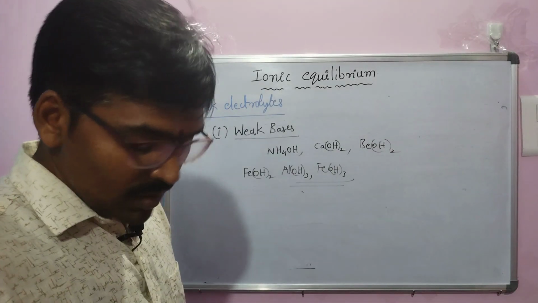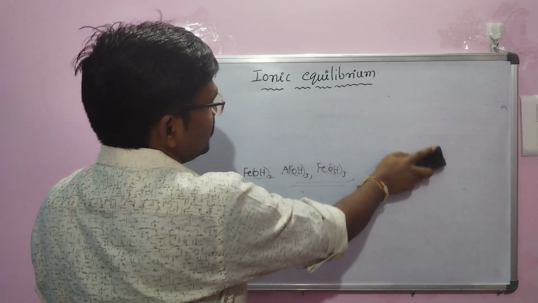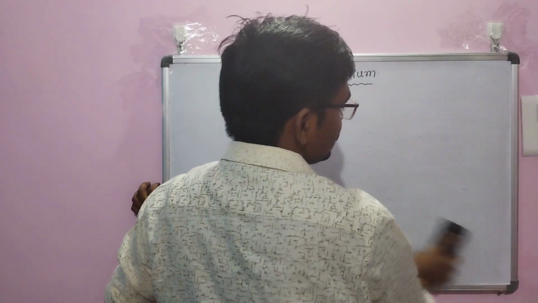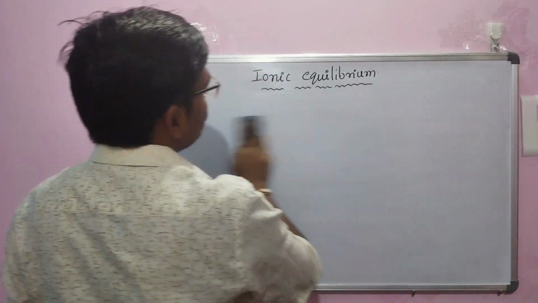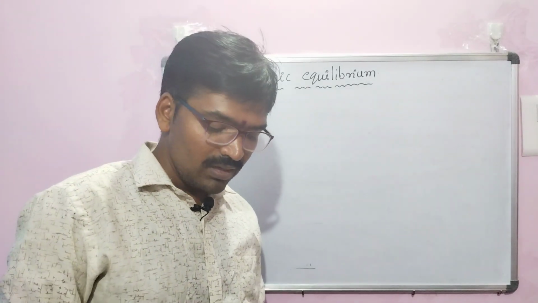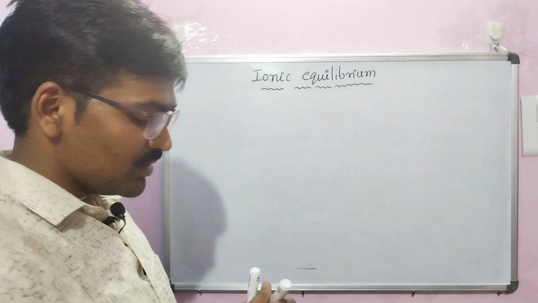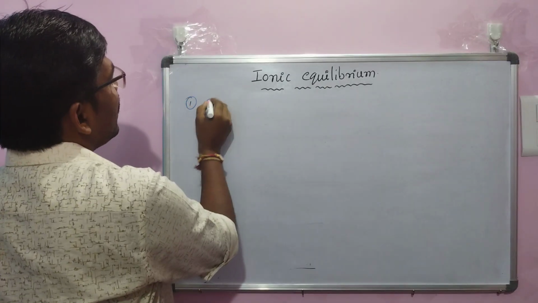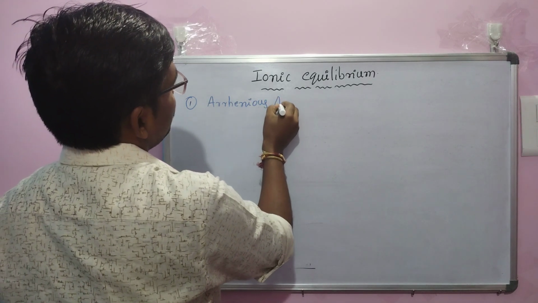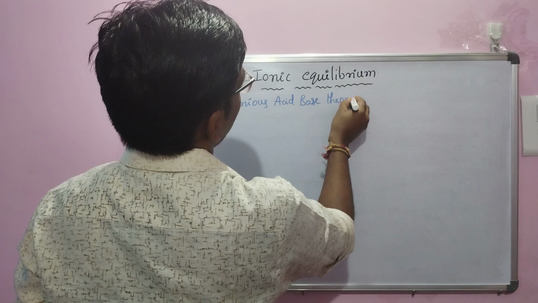Understand, I think. So now we are going to explain the acid base characteristics. Three theories are there to explain acids and bases. So what are those? That only we are discussing in this chapter. First, the Arrhenius acid base theory.